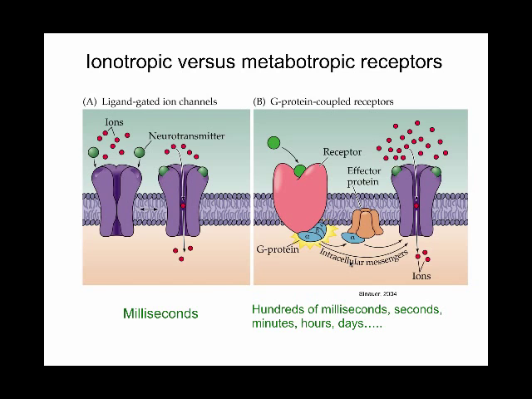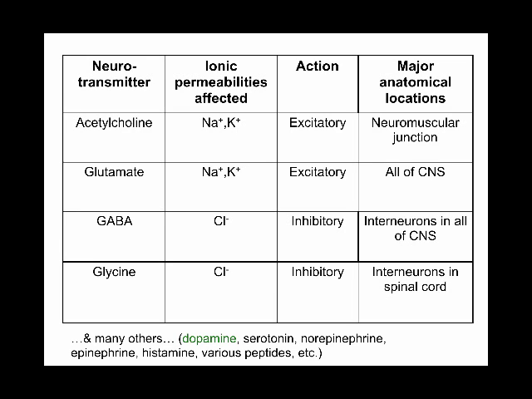What's not so nice about this is that it can take a lot longer to occur, though it can be much longer lasting, and it can also cause a much wider spread change in permeability due to a signaling cascade that ultimately originates in this G protein complex. Anyway, I just wanted to point that out, but for the rest of today, we're going to be talking most about these ionotropic receptors. Okay, so here are some examples of neurotransmitters.